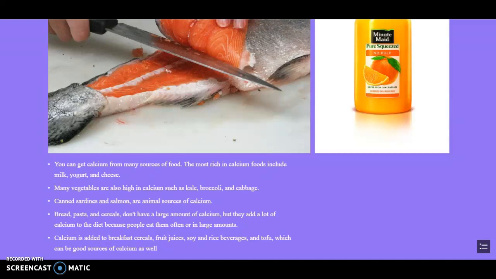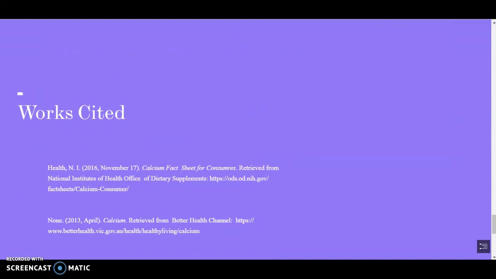Breads, pastas, and cereals don't have a large amount of calcium, but they add a lot of calcium to the diet because people eat them often or in large amounts. And it's added to breakfast cereals, fruit juices, soy and rice beverages, and tofu, which can be a good source of calcium as well.